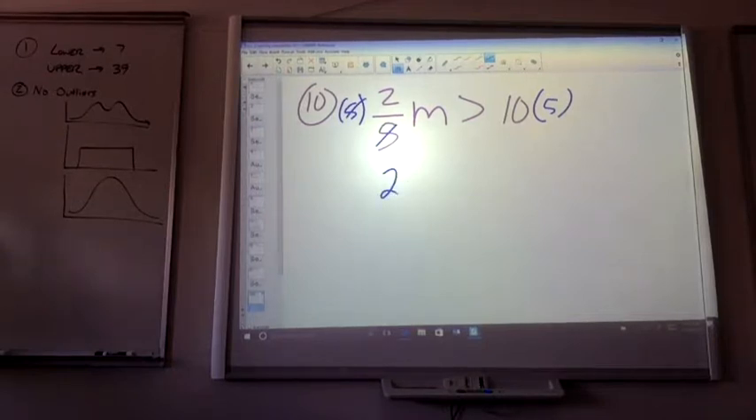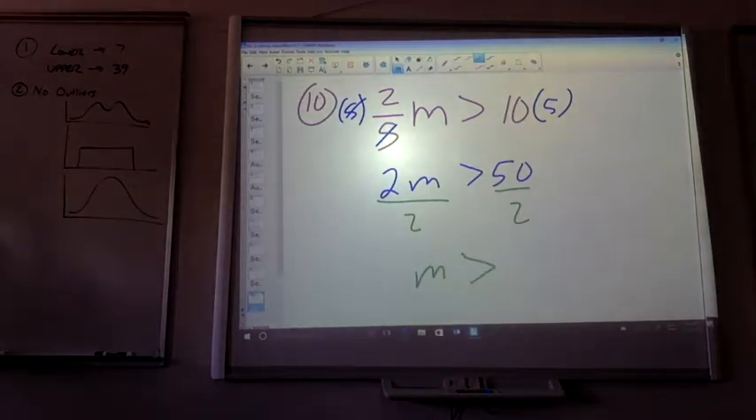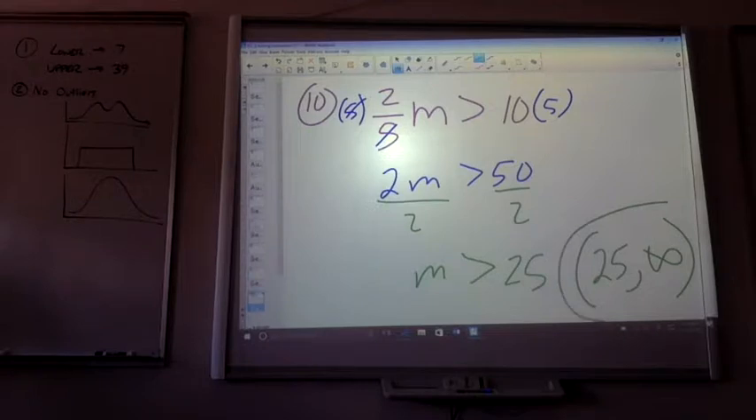So that's going to be 2m. Does my sign flip? No. And then what's the last thing? Divide by 2. Does the sign flip? Nope. So I have that. And then in interval notation, am I coming from negative infinity going to 25, or am I going from 25 to infinity? 25 to infinity. Round brackets or square? Round. Why is it round here on the 25? It's not the equal sign. There's not an equal sign right here.